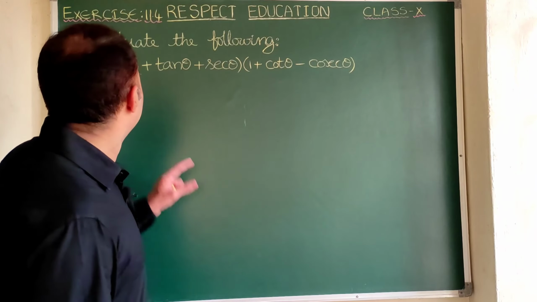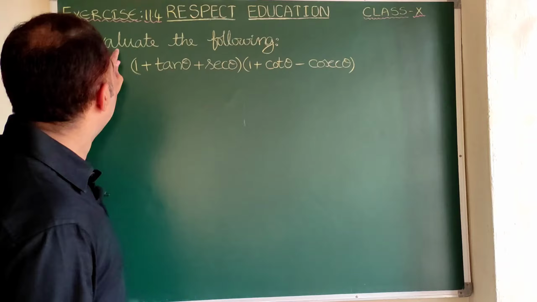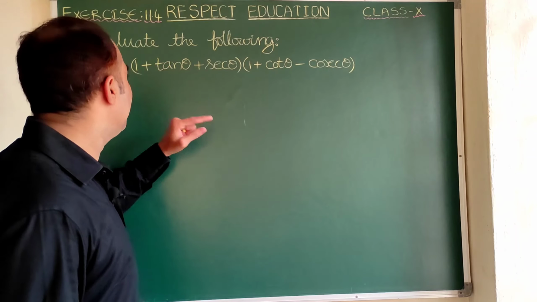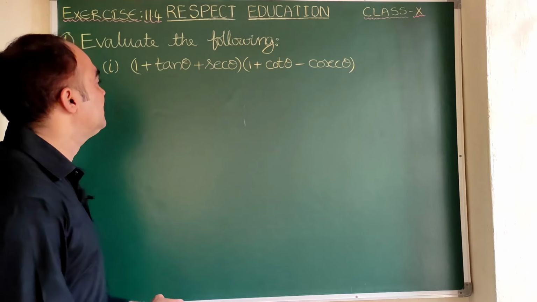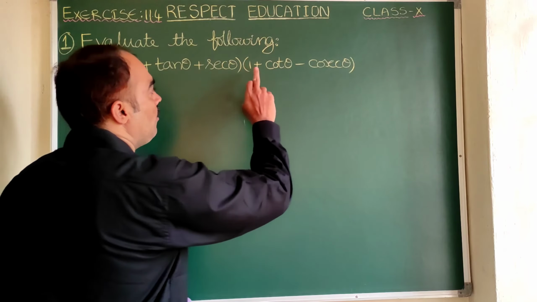Now we see exercise 11.4, in which the first problem: evaluate the following. The first part is (1 + tan theta + secant theta) into (1 + cot theta - cosecant theta). Clear? So here let us convert them into other trigonometric ratios. Let us start.